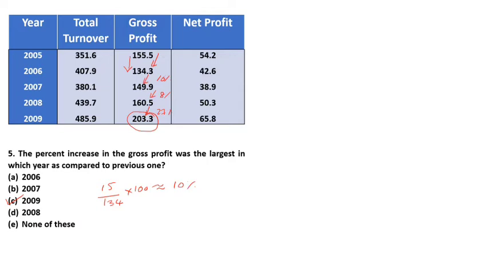From 149 to 160, you can see it is a difference of 11. 11 by 149 multiplied by 100, you will get approximately 7.8 or 8%. Here 160 to 203, it is a difference of approximately 43 rupees. The percentage is 43 divided by 160 multiplied by 100, which is approximately 26-27%. So the maximum increase is in which year? In 2009. Accordingly, you can mark the correct option 2009. Kindly note it. Then we will go to the next question.